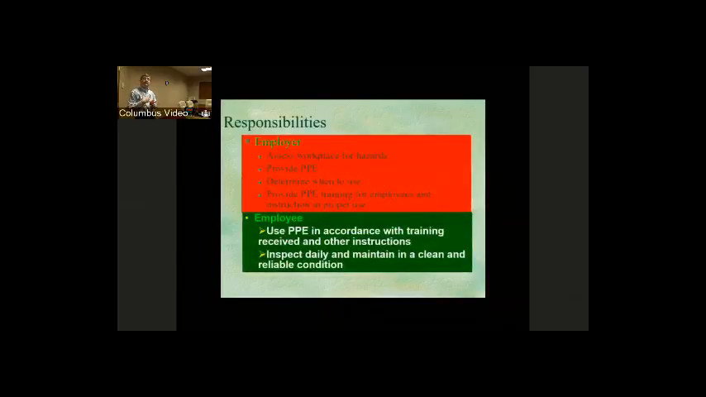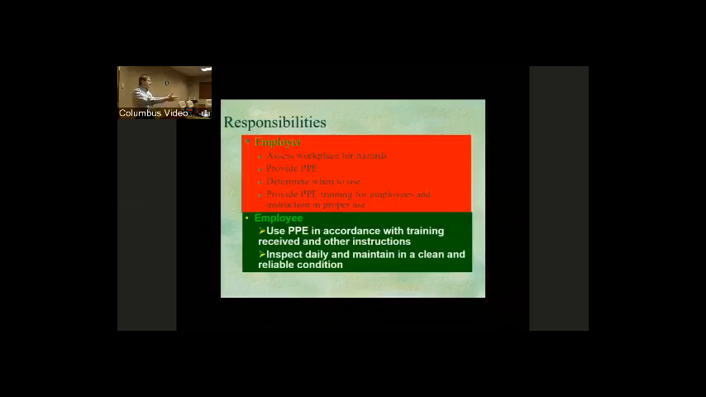Responsibilities for us as employers. Again, assess the workplace for the hazards and develop a written hazard assessment. And we have to have a document called the Certificate of Hazard Assessment, which has to list all the hazards, work activities, personal protective equipment required on the job, and personal protective equipment recommended on the job. We may have areas out there where we're not going to require certain personal protective equipment, but we may recommend it. For example, noise control.